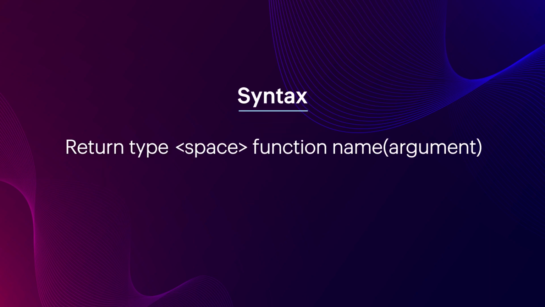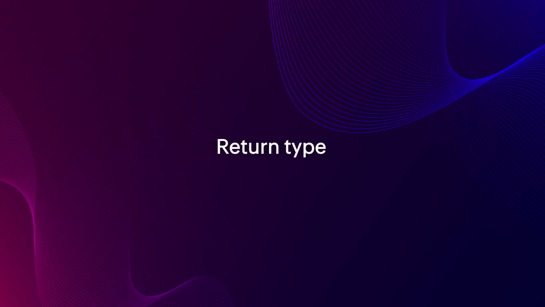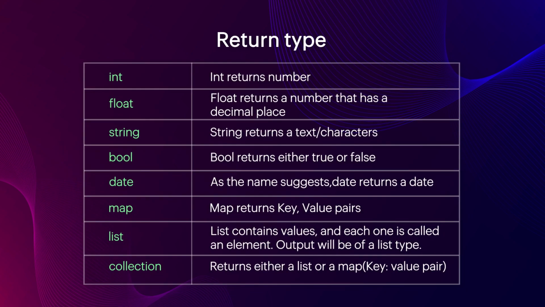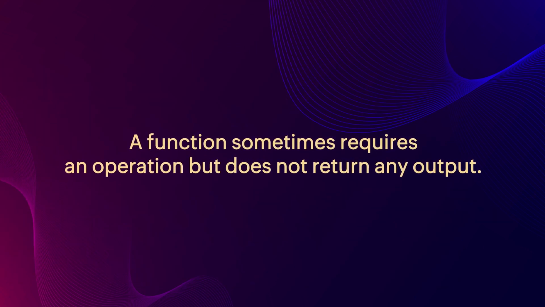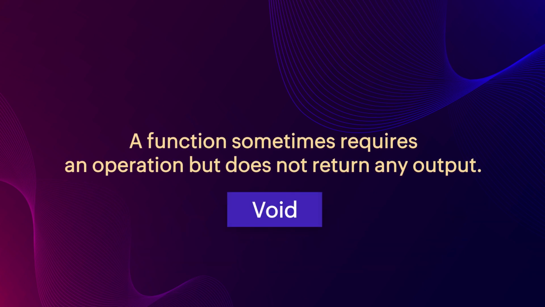results as output. Syntax of function: return type space function name argument. Return type: a function returns output on different data types. We refer to this as the return type. These are the list of return types supported in Zoho Creator. Sometimes there can be situations where a function may be required to do an operation but won't return any output. In those cases, void can be used.